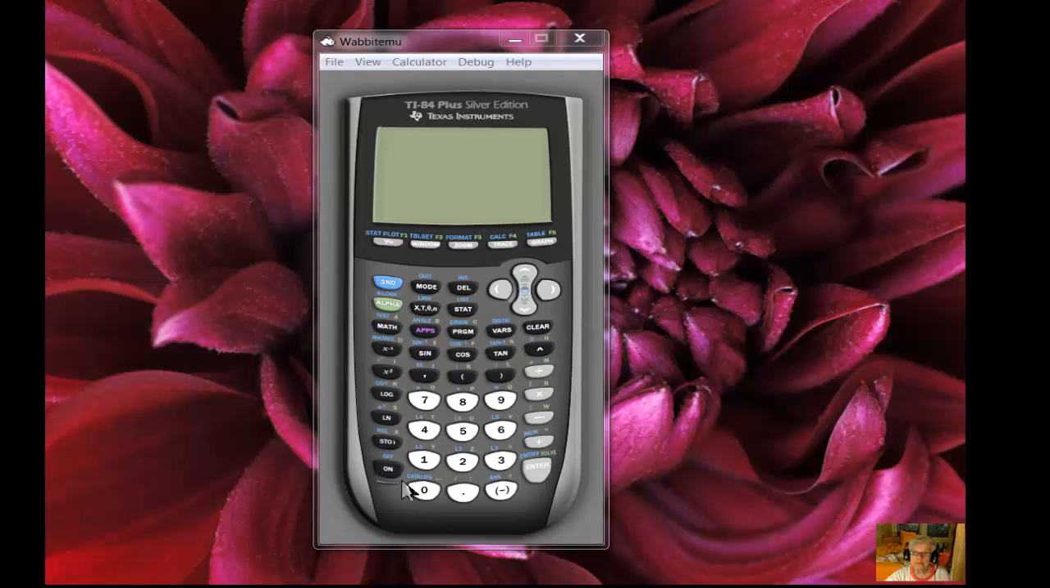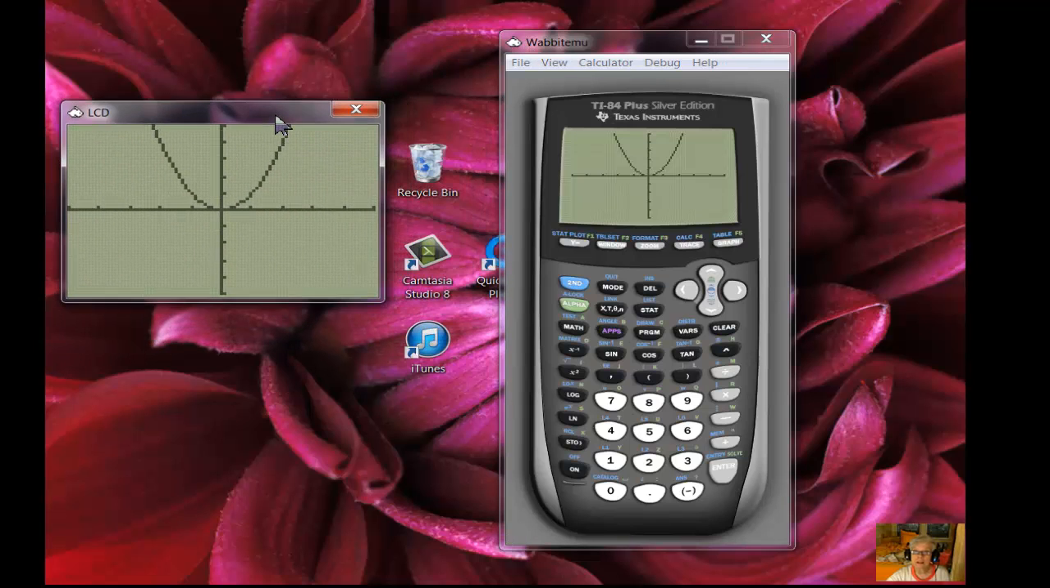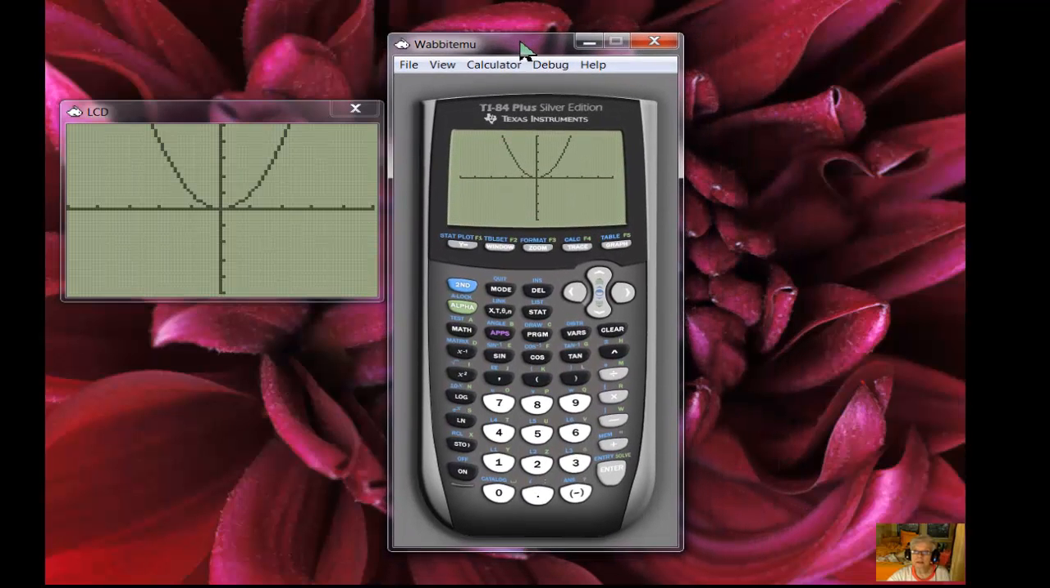Okay, here's our friend, the calculator. Let's graph y equals x squared. And let me bring out the larger version. There now. I can move this up.